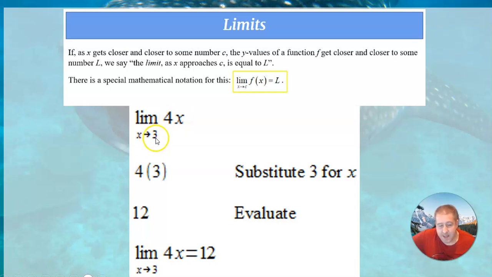And I simply just take that value and I plug it into the function. So 4 times 3 happens to be 12. So you would say that the limit as x approaches 3 of 4x would be 12.